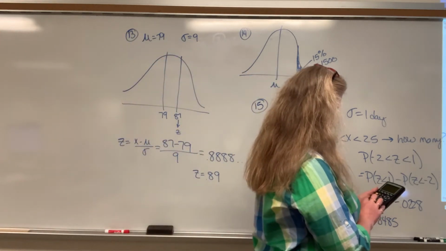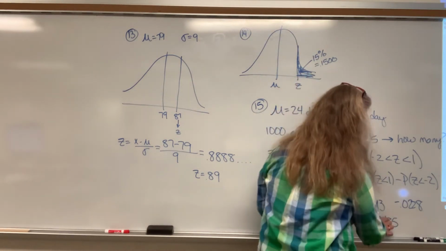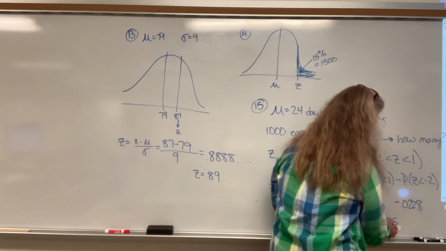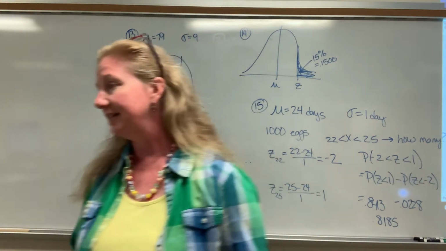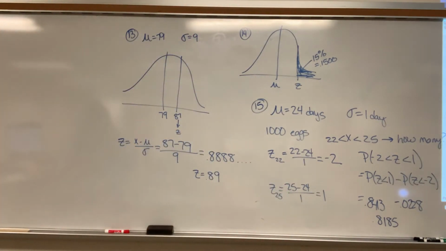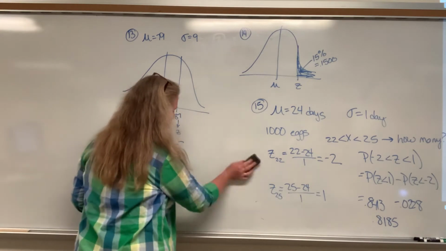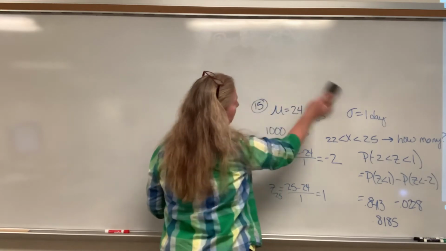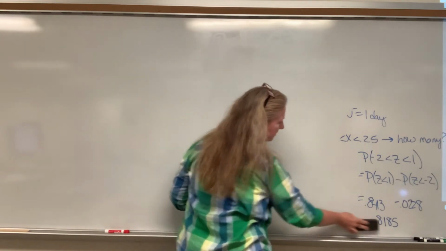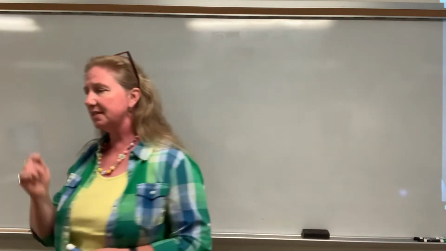So 0.8413 minus 0.0228 gets 0.8185. Then when I multiply times 1,000, I get 818.5. You could probably argue whether it's 818 or 819. It's hard to have half a chick. So that one I could probably argue either way. I would not try to trick you on something like that on a test, so don't worry. All right. Number 16.